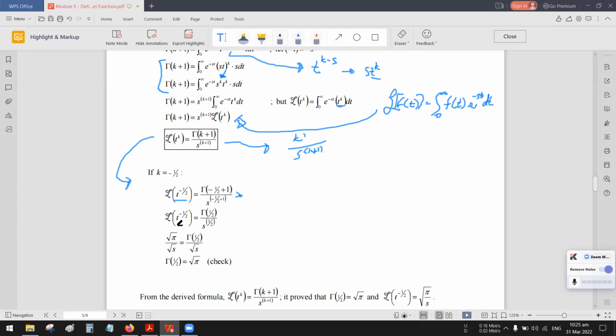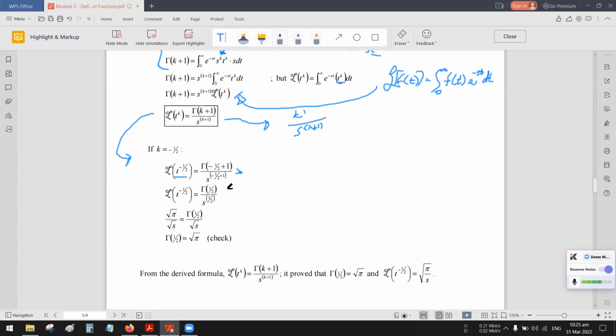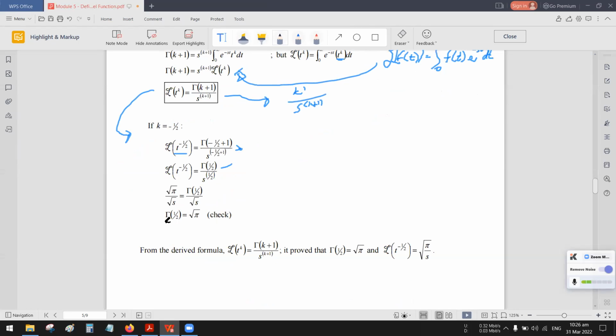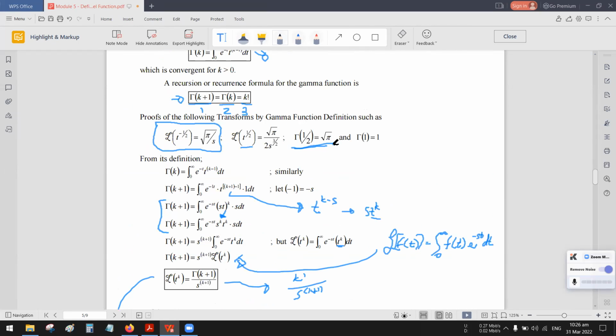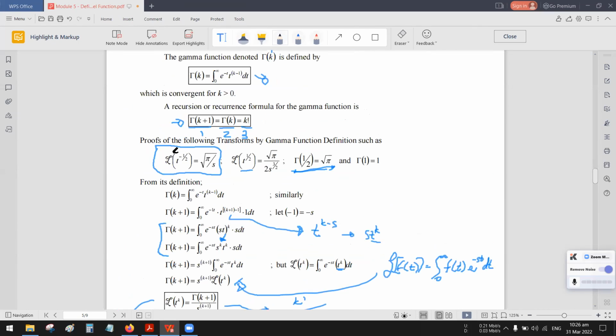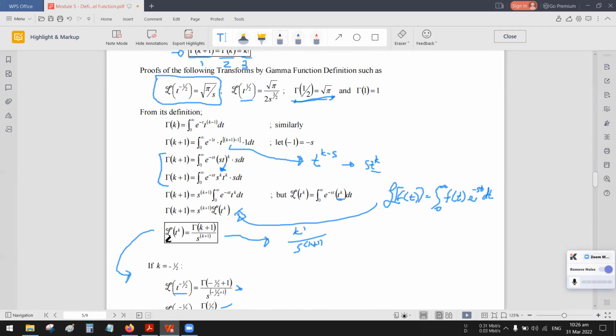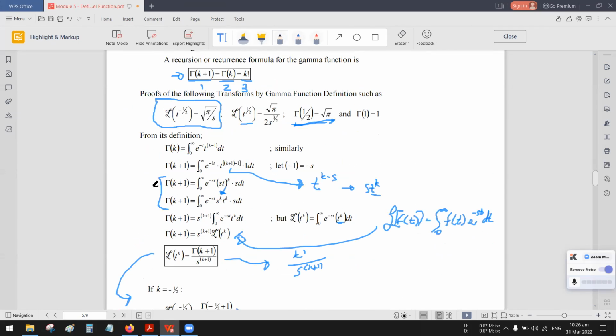And then simplify natin, this will become gamma 1/2 over s raised to 1/2. That is your square root of s dito. And so if we check our answer, that is gamma 1/2 is equal to square root of pi. Ito siya. We substitute the k. So this is the proof of the definition using the recurrence formula. Ito.